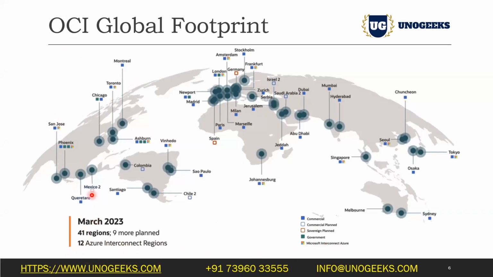So you see 12 regions like Phoenix, San Jose, and Ashburn. You already have interconnect in places like Frankfurt and London. In these regions, you can also use Microsoft services along with OCI services using a multi-cloud architecture. So this is about the global footprint of OCI as of date. And this is what we typically call a region, where we have a data center.